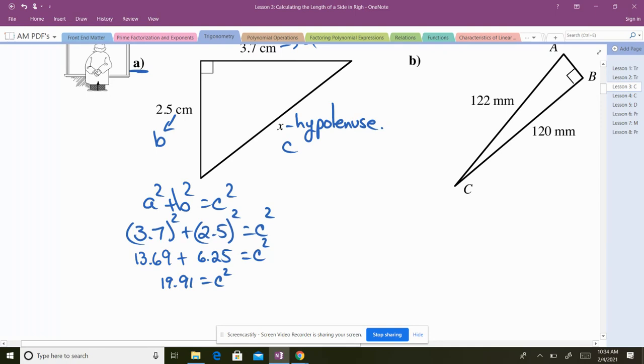Am I solving for C squared? No. You're solving for X or C, right? I don't want C squared or X squared. I want C. So how do I get C if I have C squared? You square root both sides. So what's the square root of 19.91? Let's just round it to 4.5. So this length is 4.5.